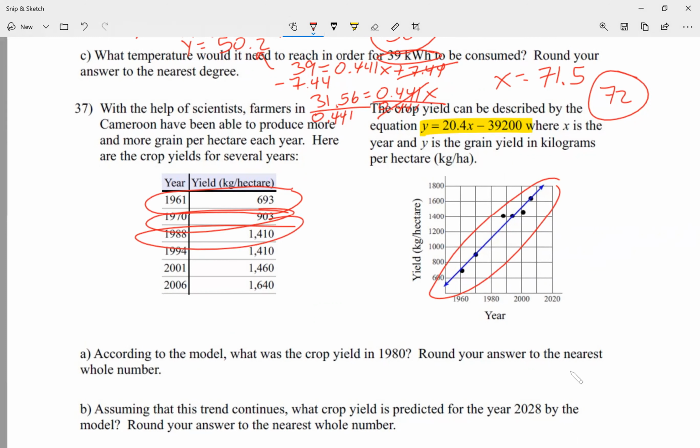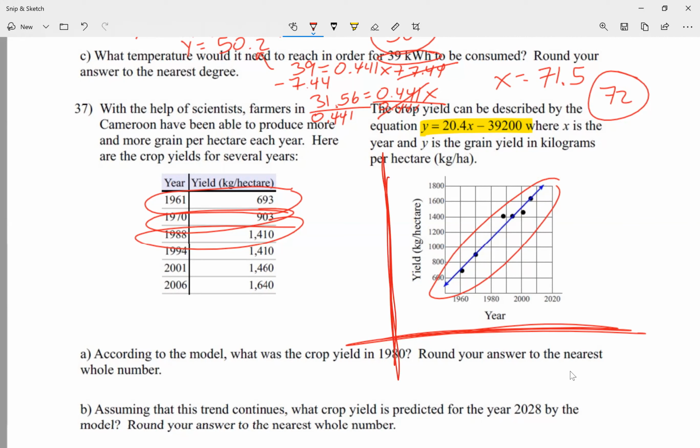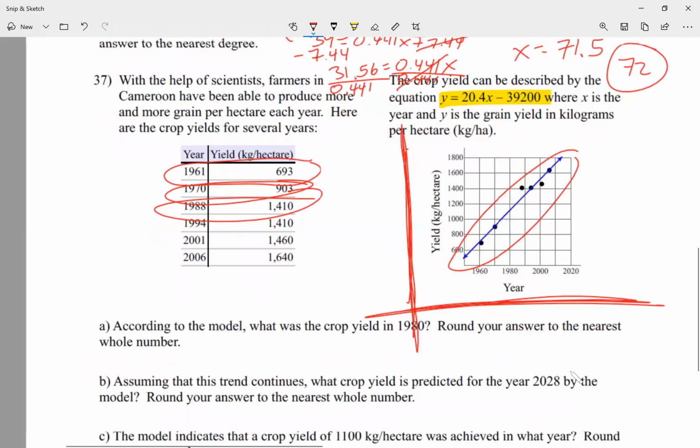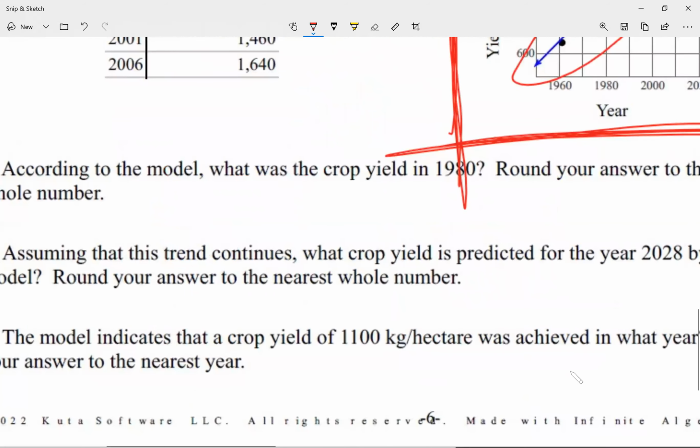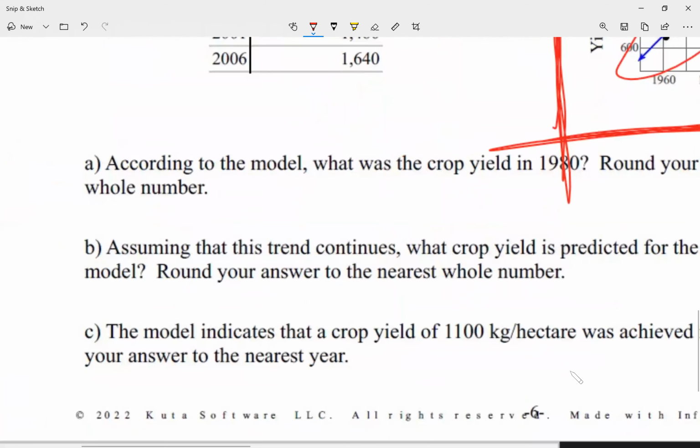I'm going to use that equation. Now, first of all, I've got to see the X and the Y value. The X is the horizontal, so anything that talks about year, that's the X value. Anything that talks about the production, that is the Y value. So let's take a look. Remember, I'm going to use the equation given. According to the model, what was the crop yield in 1980? So the number given is year. So let me rewrite this as Y equals, because the year represents the X value.